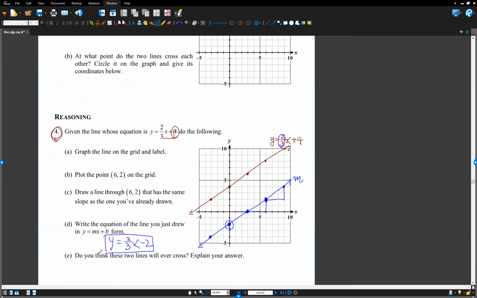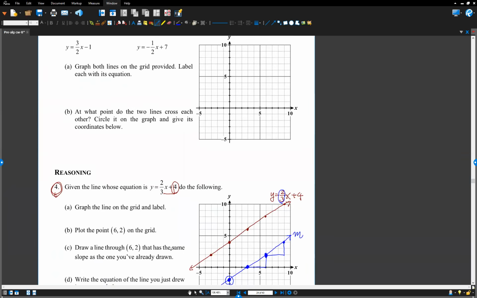Is it okay? All right, do you think these two lines will ever cross? No way, because they have the same slope. Nope. Same slope, they never touch each other. Any other questions about this?